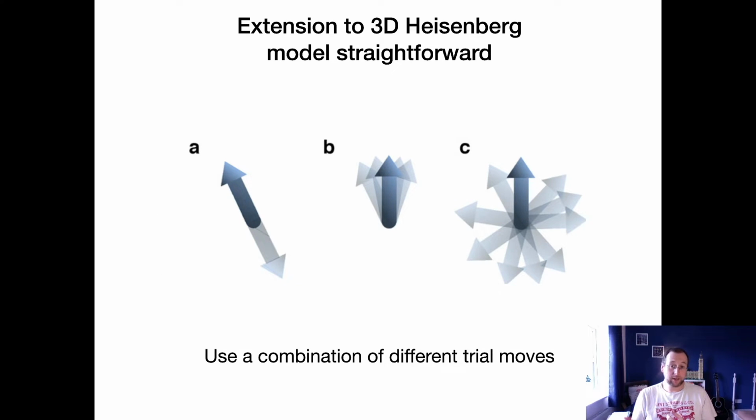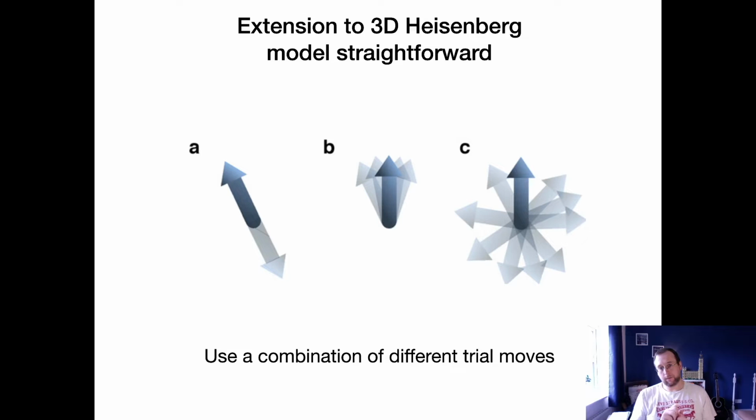Of course, for a realistic system, where the spins can have any direction in space, you need to allow that to happen. And the fundamental algorithm is always the same. You pick a spin, you change its direction, and then compute the change in energy. But here we have a combination of different trial moves to allow the spin to explore the full 3D phase space. So this can be a combination of spin flips, where you reverse the sign of the spin.